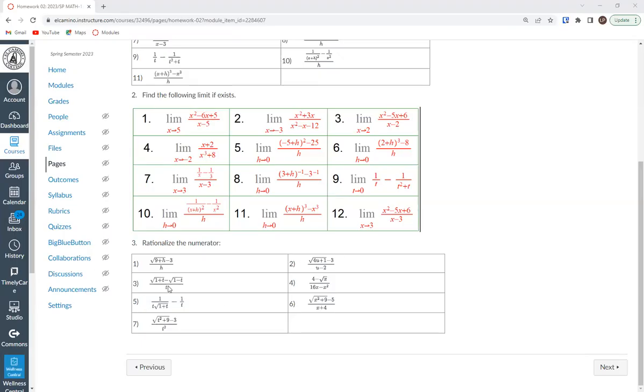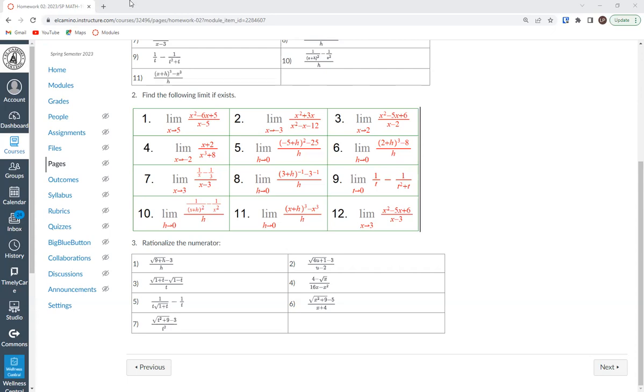Hello, everyone. Let's take a look at the third question in the homework for this week. There are some questions about rationalizing the numerator, and next week we'll talk about why we need to rationalize the numerator. Here we're going to look at the algebra part. For example, take number 1. We're going to rationalize the numerator.